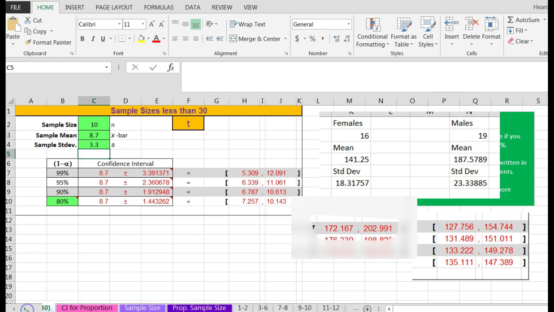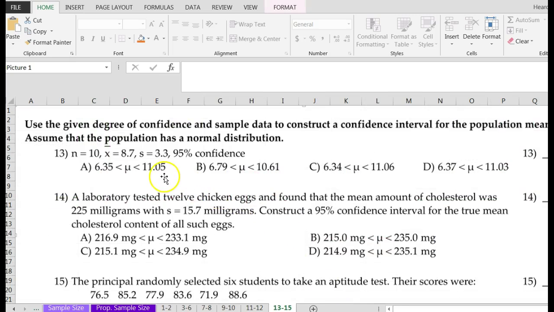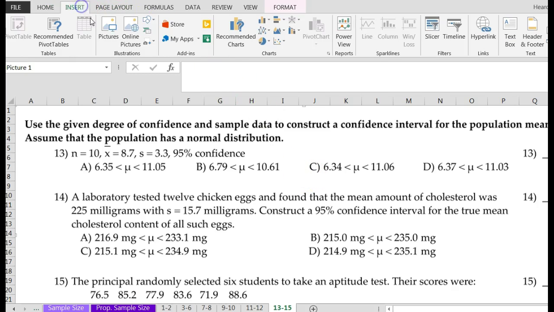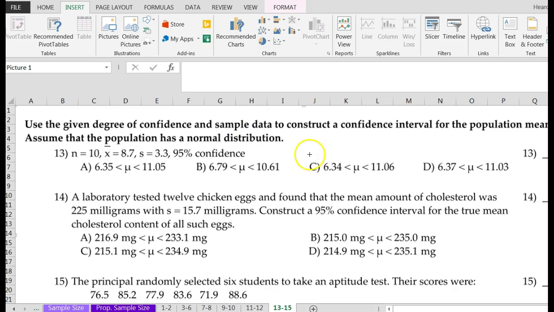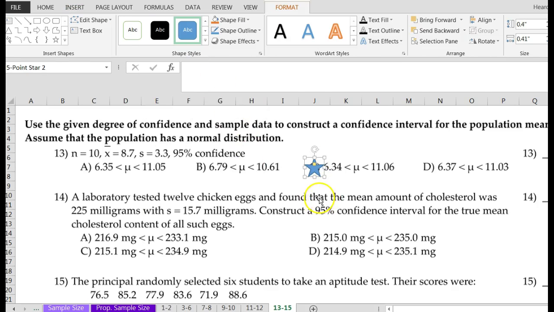All right, scroll back over to where. Now, your calculator does not have these numbers down here. It doesn't matter. I set them up so I wouldn't have to be toggling back and forth between a sheet of paper. Number 13. All right, I say the answer is 6.34 to 11.06. Not this one. Not this one. I'm going to go with C, and I'm going to nail it. So let's put a star by that. Come on, star. There she is. All right. So we nailed it. All right, next problem.